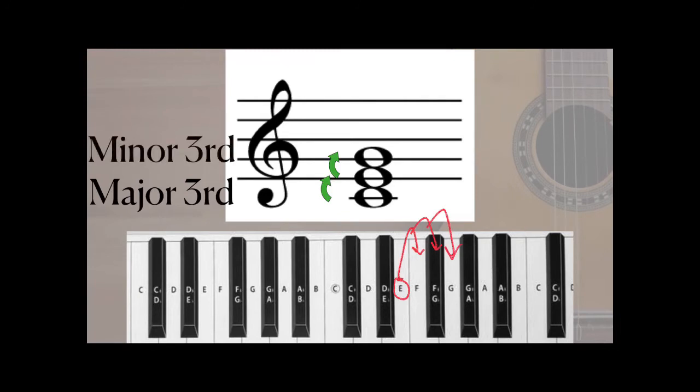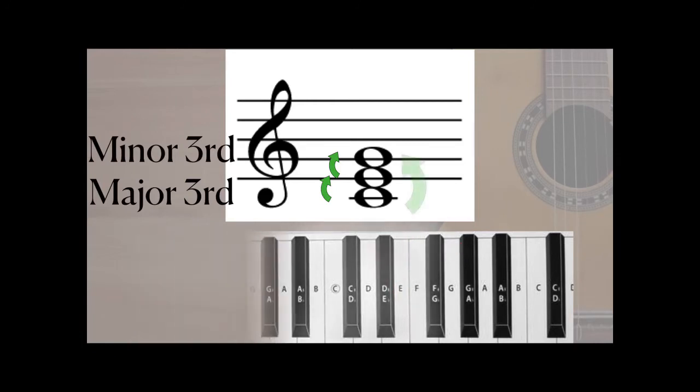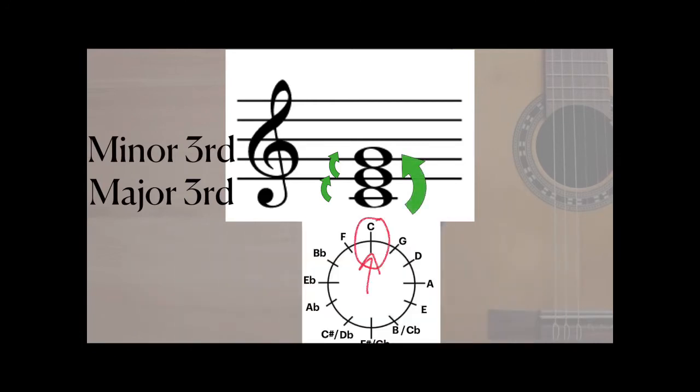In order to calculate the distance between the root and the fifth, we can take a look at our circle of fifths. If we're using the key signature method, we know that the key of C has no sharps and no flats. In other words, the key of C has a G natural. This tells us for sure that that interval between the root and the fifth is a perfect fifth.